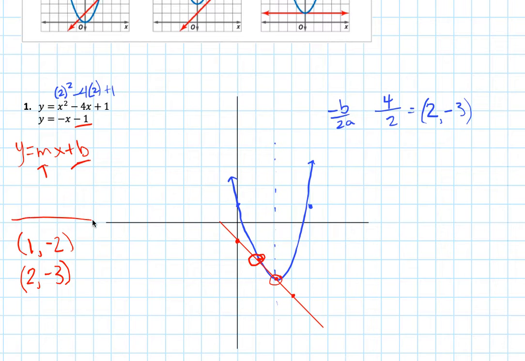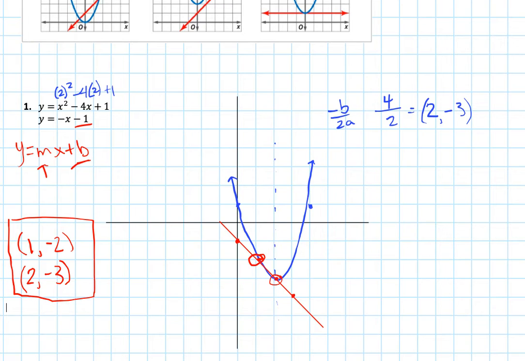Now, graphing isn't always 100% accurate because you have to be very detailed. So it's a good idea to plug these back in to make sure they work. Okay? So if I plug the 1 in for my x, I would get a negative 2 out in both of these equations. And if I put a 2 in for my x, I would get a negative 3 out for both of these equations.